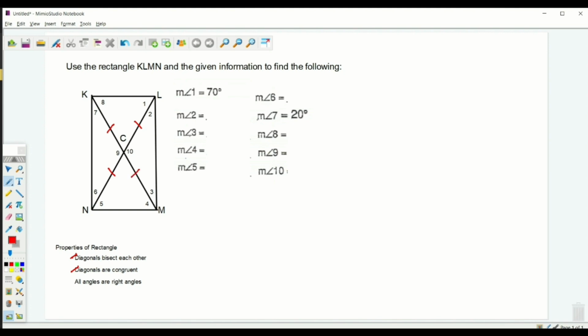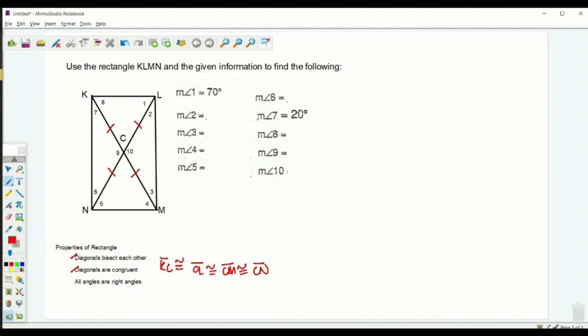Aside from that, since diagonals are congruent, pwede nating sabihin na si segment KC is congruent to segment CL, is congruent to segment CM. Okay? So, dahil pare-pareho yung sukat nila.